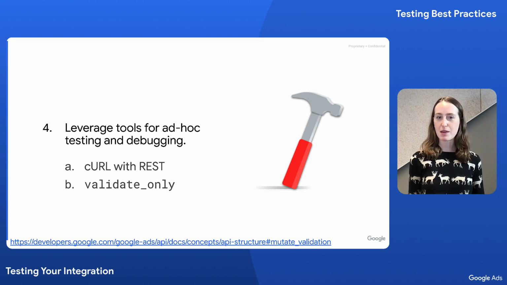Also remember that many methods provide a validate-only parameter to test whether a request is valid without executing it. For examples of curl requests over REST and using the validate-only parameter, check out the video on debugging with REST. That's all the testing best practices we had for you today.